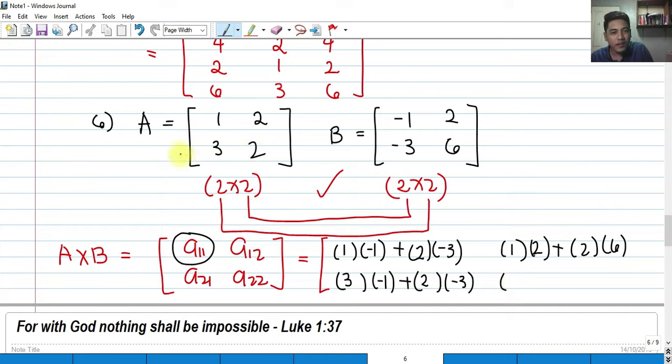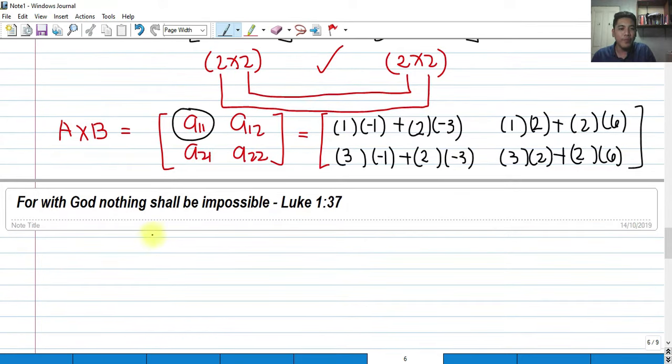Lastly, we have row 2, column 2. So, we have 3 times 2. Okay? Plus 2 times 6. Okay? So, here it is, our resulting matrix A times B.